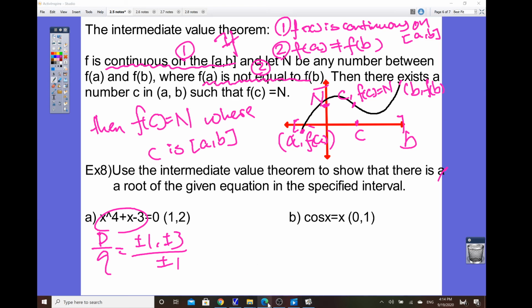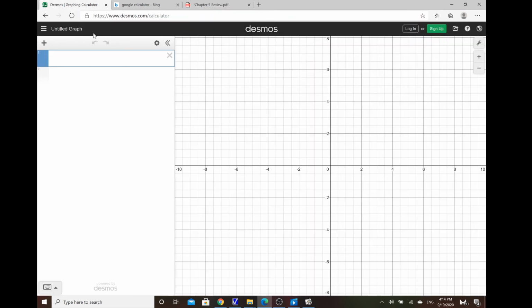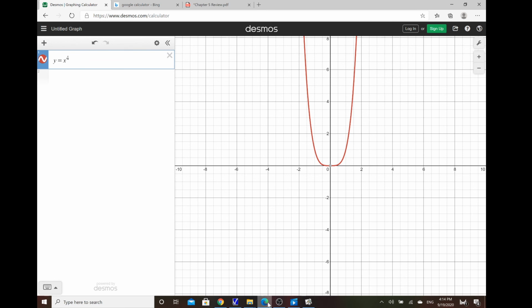So x to the power 4 plus x minus 3. Okay, let's use decimal. So we have y equals x to the power 4, caret 4, bring down the cursor, plus x minus 3. And as you can see, we do have two zeros. One is in the negative region, the other one is in the positive.